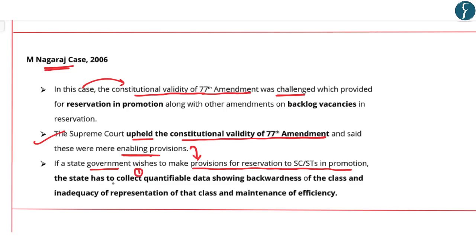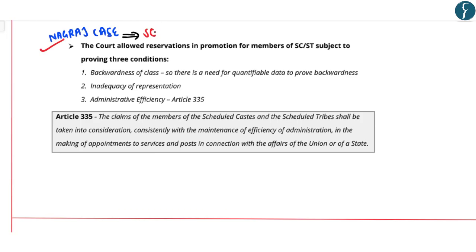The first condition being the state has to collect quantifiable data, and this quantifiable data should show the backwardness of the class. Secondly, it stated that the reservation can be provided only when there is inadequacy of representation of the class. And thirdly, it stated that the reservation can be provided only when the efficiency of the administration can be maintained. Thus, in the Nagaraj case, the Supreme Court allowed for promotion for the members of SCs and STs.